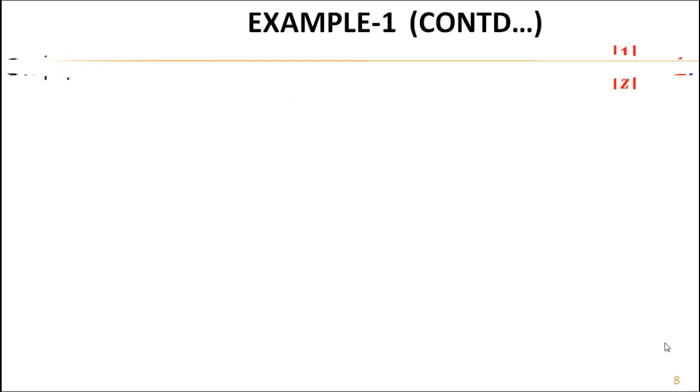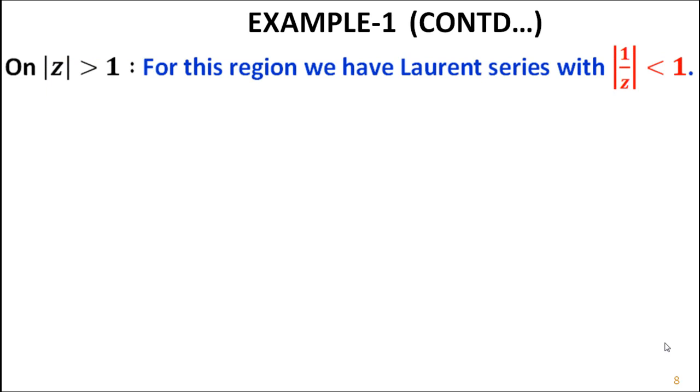Now on |z| > 1. For this region, we have the Laurent series with |1/z| < 1. Why am I writing like this? Can you guess, anybody? Yes, because to apply the binomial series expansions, I need this condition |1/z| < 1. So you have to remember this, guys.